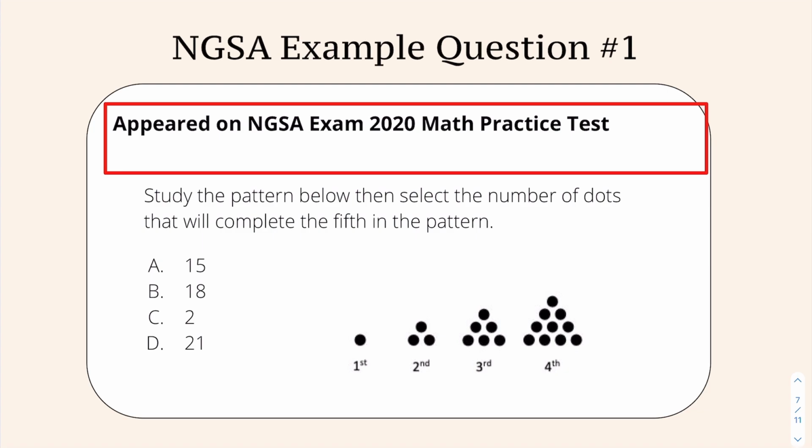So our first example question is from the 2020 math practice test of the real NGSA, and it says, study the pattern below, then select the number of dots that will complete the fifth term in the pattern, essentially. So A, 15, B, 18, C, 20, and D, 21. And you can pause the video now if you need extra time to solve it.